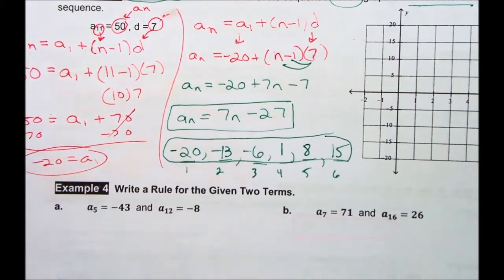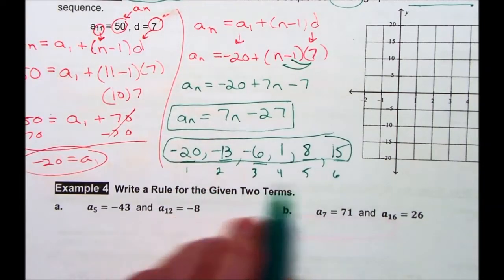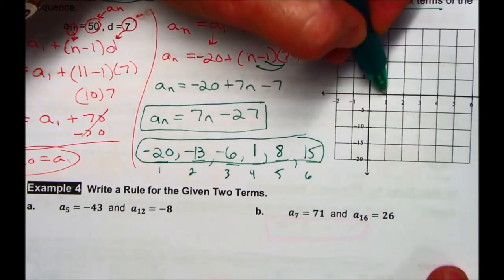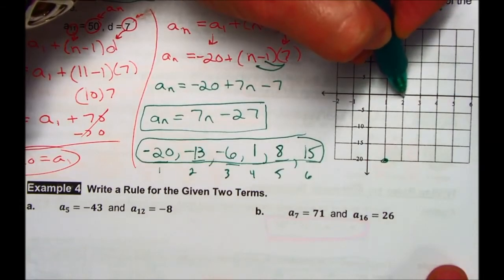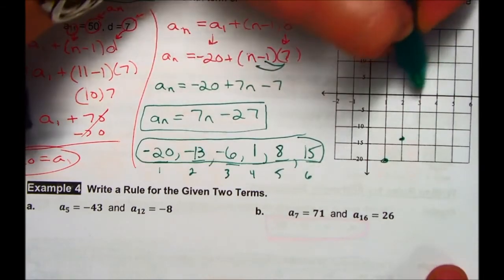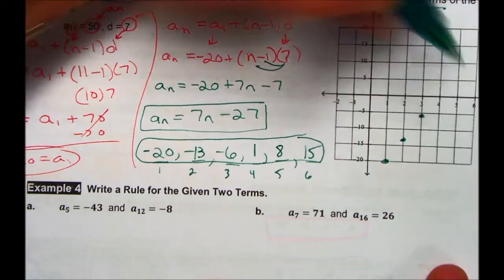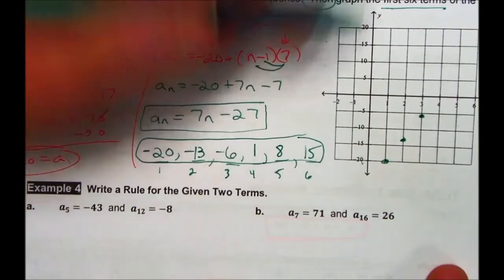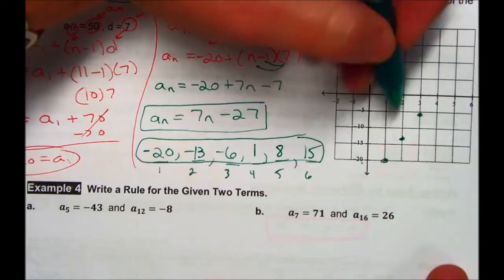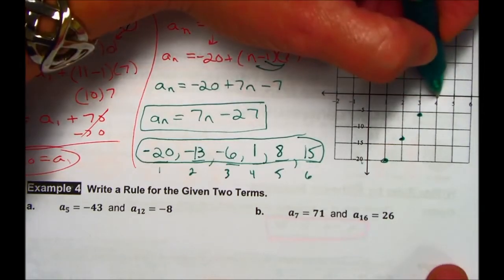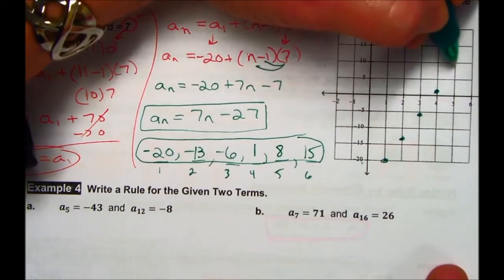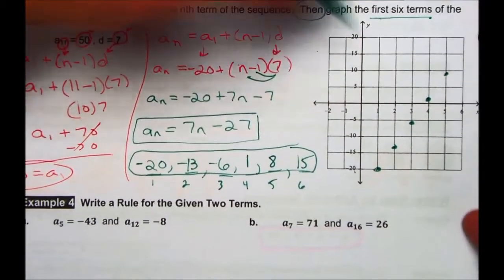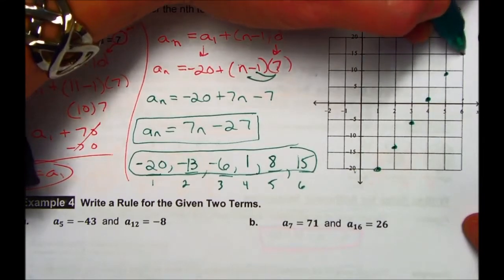These are basically your y coordinates, and the 1 through 6 are your x coordinates. So at 1, we have negative 20. At 2, you have negative 13. At 3, you have negative 6. Notice your intervals are going by 7s, but the intervals here are going by 1s. The fourth output was 1. When we plugged in 5, we got 8. When you substituted 6, you got 15.